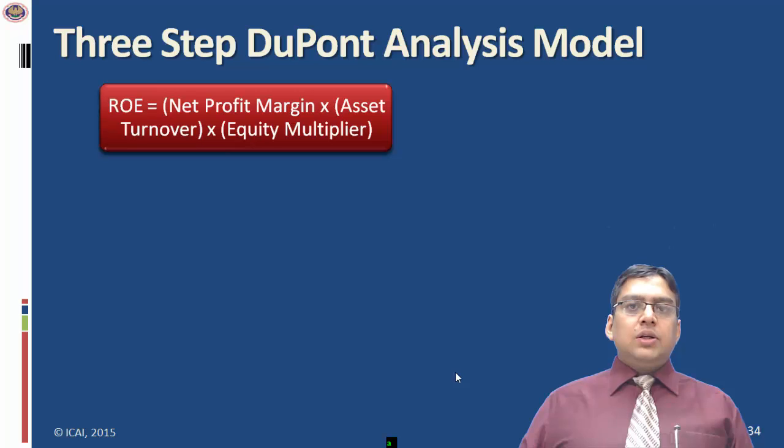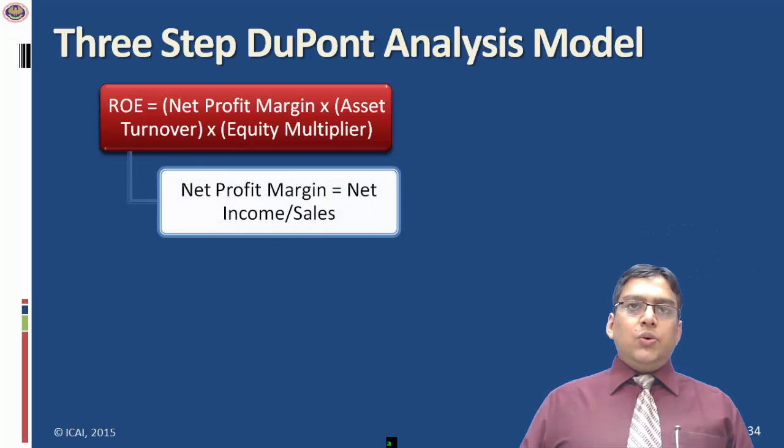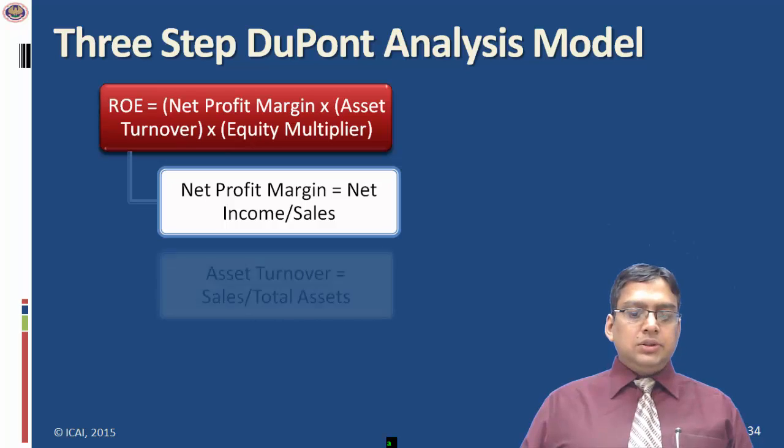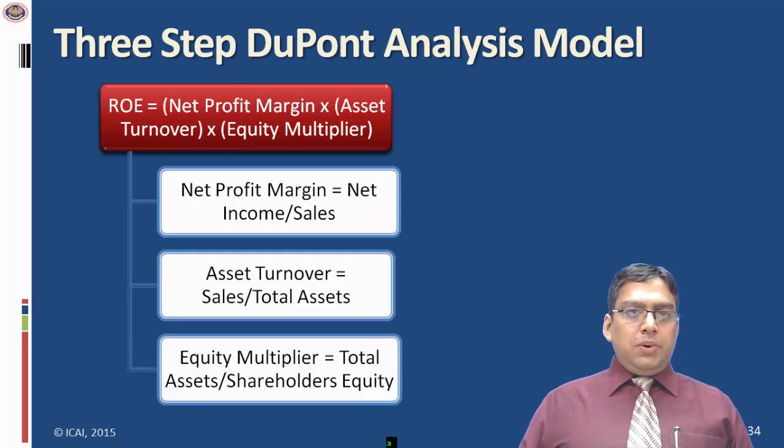net profit margin, asset turnover, and equity multiplier. That means return on equity equals net profit margin multiplied by asset turnover multiplied by equity multiplier. Net profit margin equals net income divided by sales. Asset turnover equals sales divided by total assets. And equity multiplier equals total assets divided by shareholder equity.